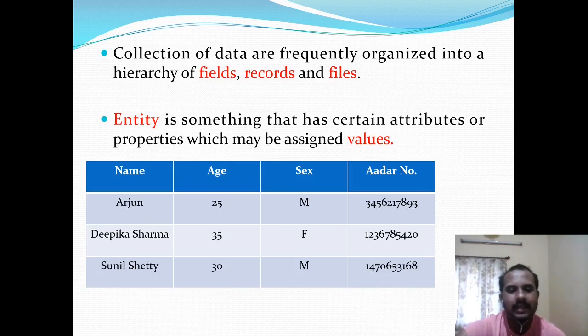Now what is entity? Entity is a real-time object which has certain attributes or certain properties to which we can assign the value. For example, this is an entity of an employee. So employee entity or employee table has the properties name, age, sex and Aadhaar number, and we can include the records, and for that we can have the proper values also.